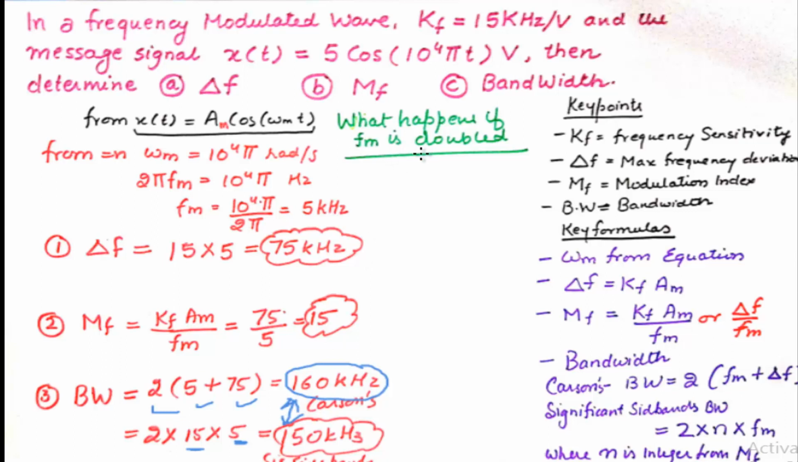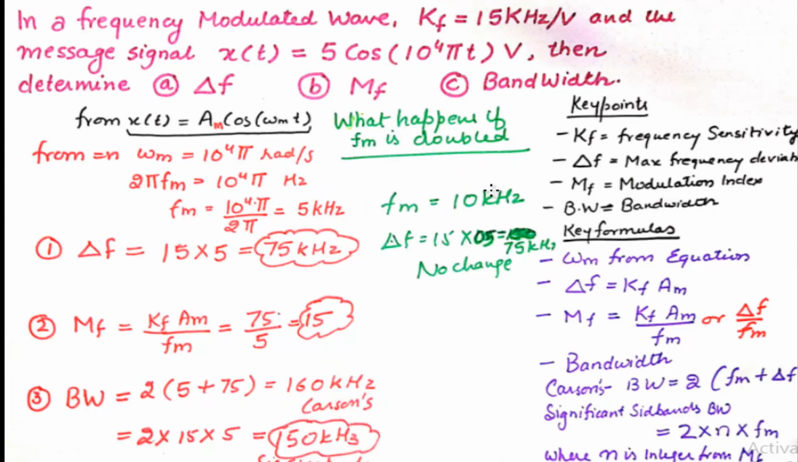But what happens if Fm is doubled? If Fm is doubled, this thing will be 10 kilohertz. Now this could be 10 from the fact that if this changes in the question, the Fm also changes. Now let us say Fm is doubled. So what will happen? Let's see. Will there be a change in delta f? No, because delta f depends upon Kf, which is still 15 kilohertz, and Am, which is still 5, the maximum amplitude. So there is no change.